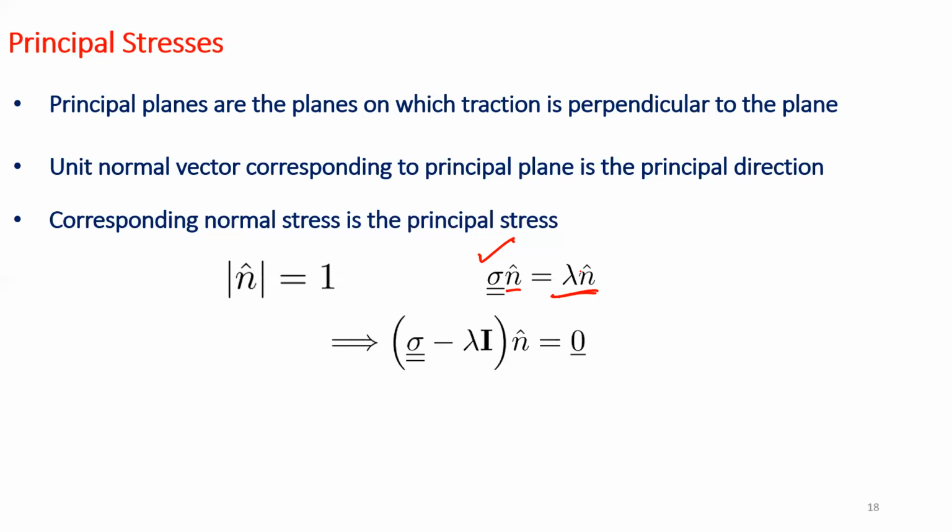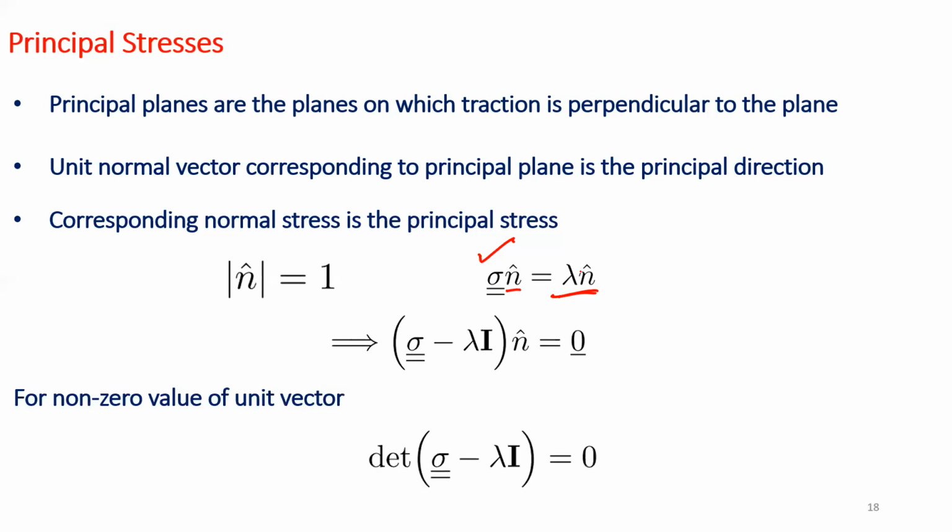So rearrange it, and for a non-trivial solution, for a non-zero value of the unit vector, you would need to set the determinant to be 0. Right, and whatever polynomial expression we get through solving this determinant is called the characteristic equation. I only skimmed through the mathematics because we have already seen how to calculate the eigenvalues and eigenvectors of a tensor. Okay, in particular, now it has even simplified further because sigma becomes a second order symmetric tensor. The details of which have already been discussed in week 1 lectures.